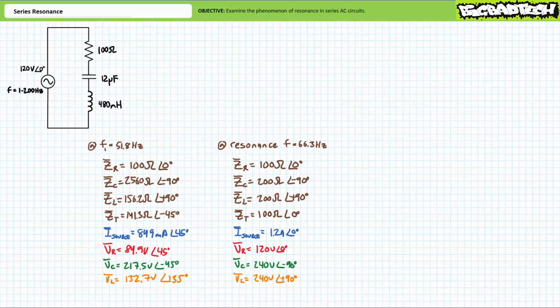Importantly, given this is the lower half power frequency, source current is roughly 849 milliamperes as predicted, being 1.2 amps, the maximum current, divided by square root 2. I leave as an exercise to the viewer to solve for these same electrical properties at the upper half power frequency of 84.9 Hz. By all means, pause the lecture and try this on your own.